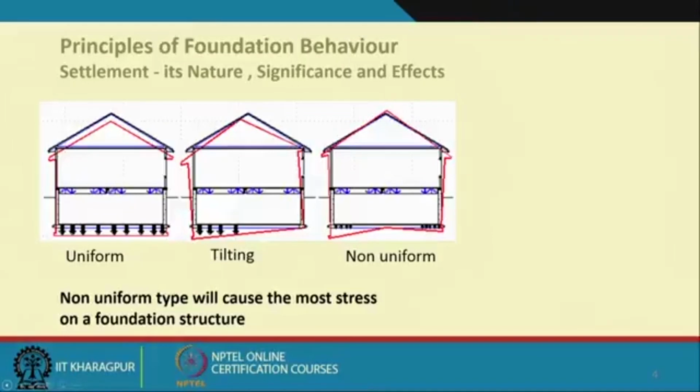Also, the non-uniform settlement we are talking about causes the most stress on a foundation structure. Even in tilting there can be cracks and other things. In uniform settlement, sometimes there is a horizontal crack, but if it is no longer continuing, it probably is not problematic, unless it settles so much that there is a lot of problem of water from the surrounding ground. But anyway, the most dangerous is the non-uniform type.